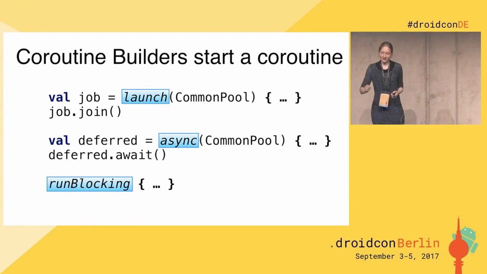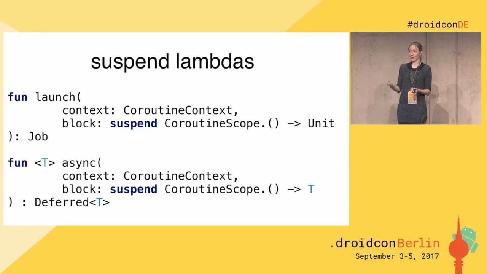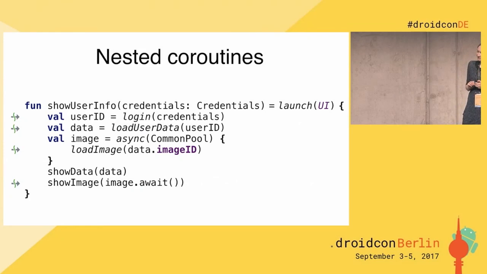So coroutine builders start a coroutine, and looking a little bit under the hood, we actually use the suspend modifier not only to declare suspend functions, but also we mark lambdas as suspend lambdas, and a coroutine builder is any function that takes this suspend lambda as a parameter. And in essence, this suspend lambda is what represents a coroutine. So when you start with the coroutine builder, this new coroutine is marked as something in a suspend context.